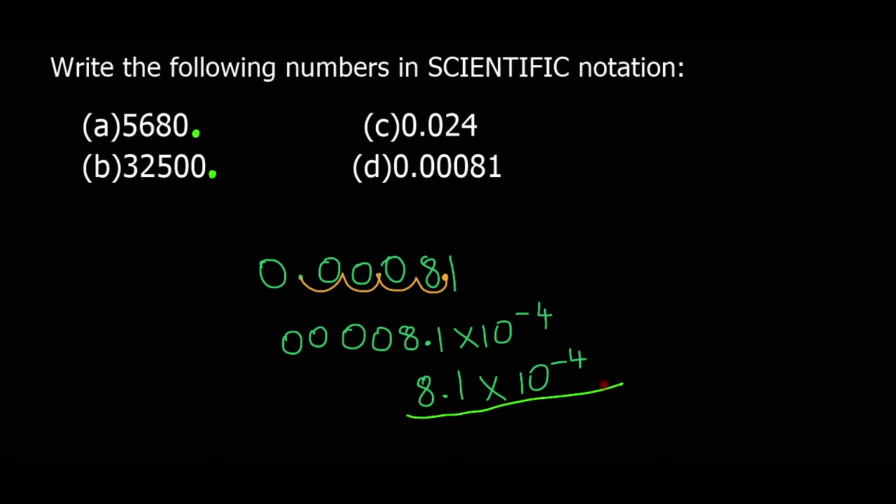And the key thing, when moving from ordinary notation into scientific notation, is to look at whether it is a big number or a small number. A big number is greater than 1, and a small number is less than 1. As you can see, 0.024 is less than 1. For a big number, the exponent will be positive, and for a small number, our exponent will be negative.